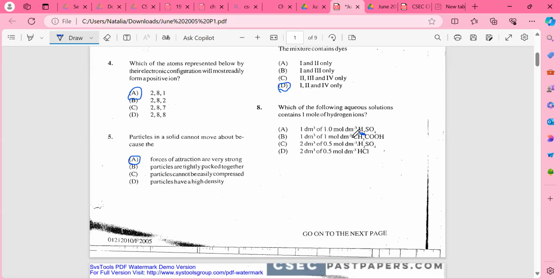1 dm cube of a 1 molar ethanoic acid. The thing about ethanoic acid is that it only partially ionizes, so we're not going to get 1 mole of hydrogen ions, because only a few of these molecules will form ions. 0.5 mole of H2SO4 has 1 molar H plus ions, times 2 is 2 moles, so that wouldn't be it. 0.5 dm cube of H2SO4 has 0.5 moles of H plus ions. You have 2 dm cube of it, 2 times 0.5. So our answer is D.